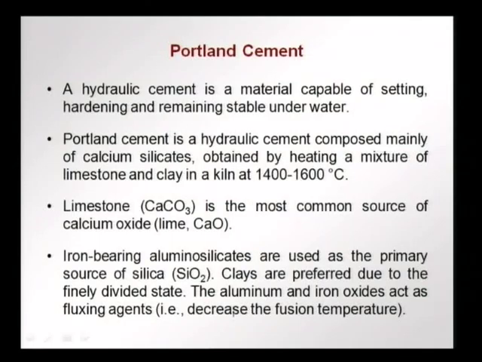The aluminum and iron oxides that are present also act as fluxing agents. Fluxing agents decrease the fusion temperature and therefore the cement can be produced at lower temperatures.